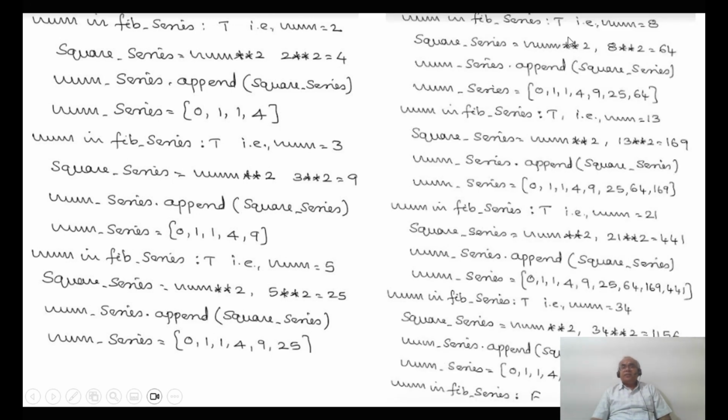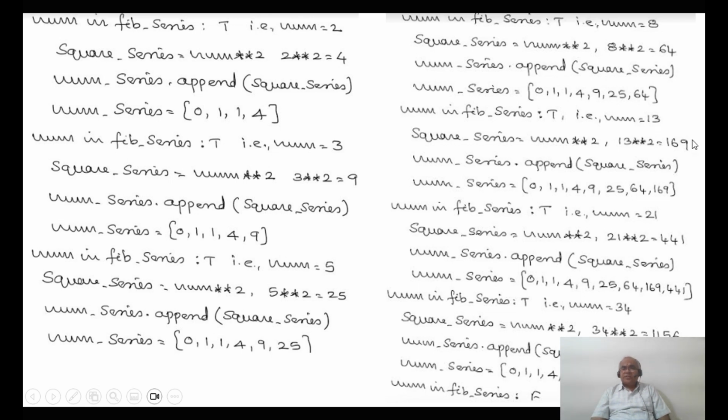Similarly, num in fib series? Condition is true. Num is equal to 8. So square series is 8 square, which becomes 64. Append that to the num series. So what will happen now? 0, 1, 1, 4, 9, 25, and after calculating the number and squaring it, you append 64. Again, is num in fib series? Condition is true. So you'll get num 13.